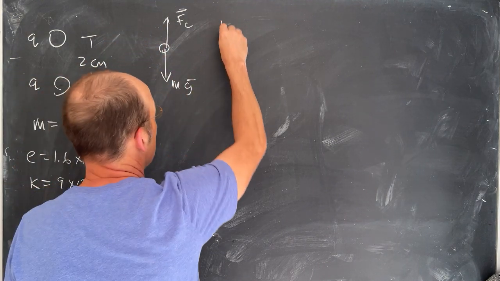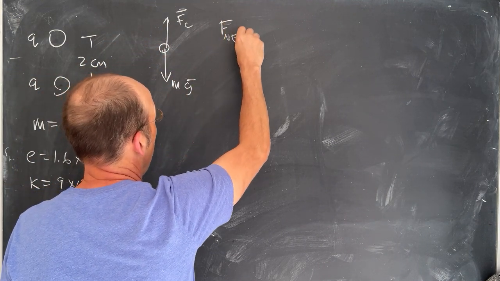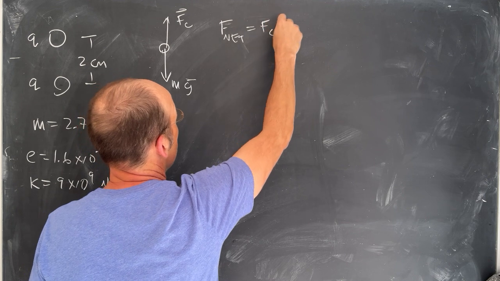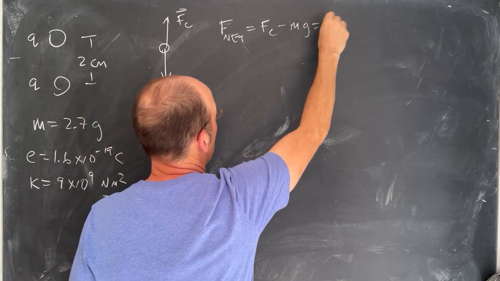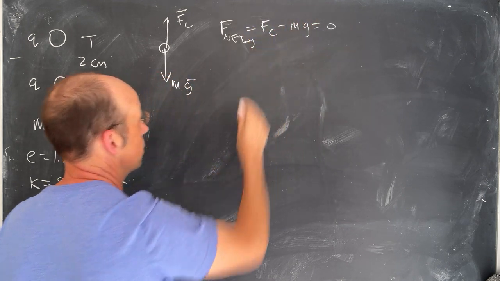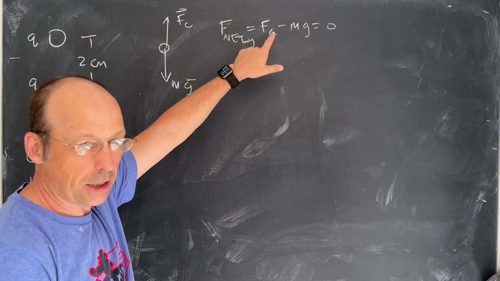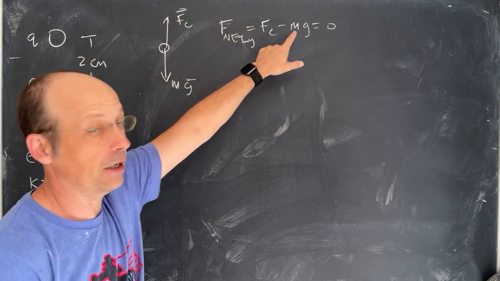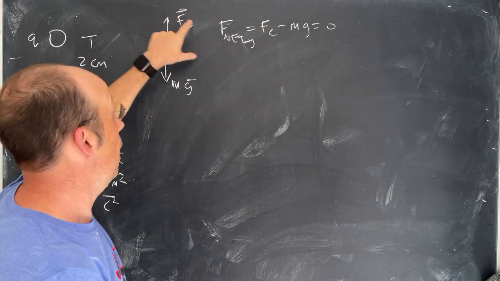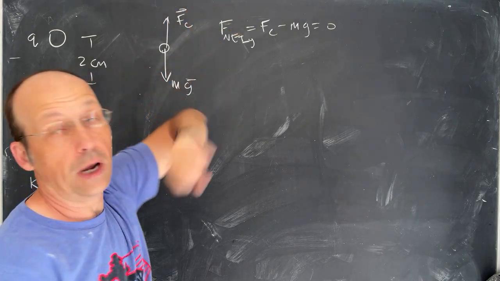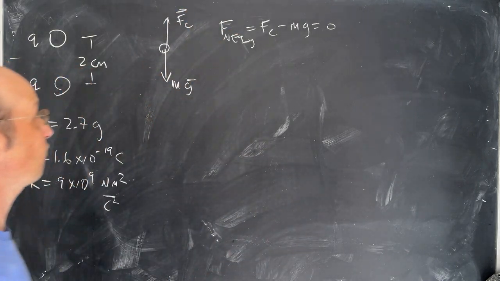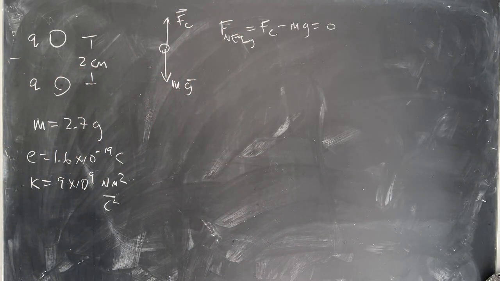In the y direction, I can use Newton's second law. F net equals Fc minus mg equals 0. This is in the y direction. So I can write these as a scalar equation, right? So that one's in the positive y direction, that's in the negative y direction. F net as vectors, you add them up as just vectors though. Okay, well that's not too bad.